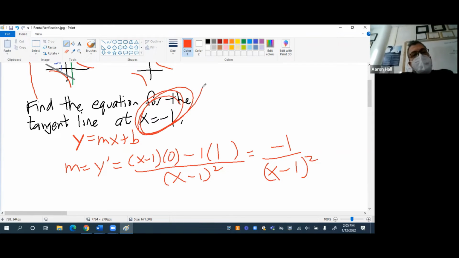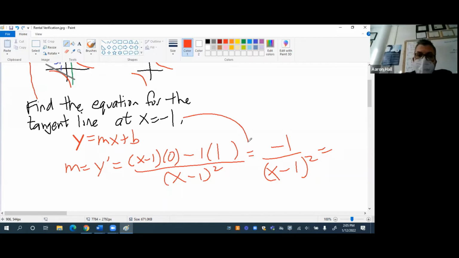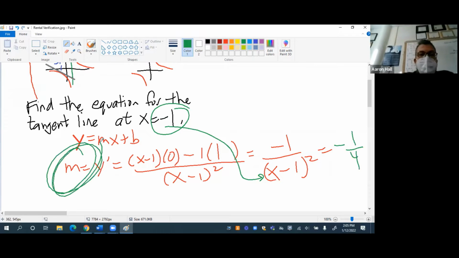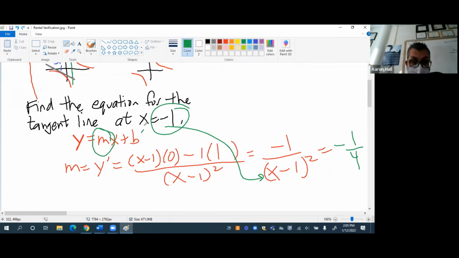But I want to know the slope when x is -1. Okay, plug in the -1 for x. What do we get? Sorry, louder. -1/4. I'm going to plug that in here, and that gives me -1/4. Is everybody good with that? That m is -1/4. Is everybody good with that? Okay, so I know what m is. How do I find b?